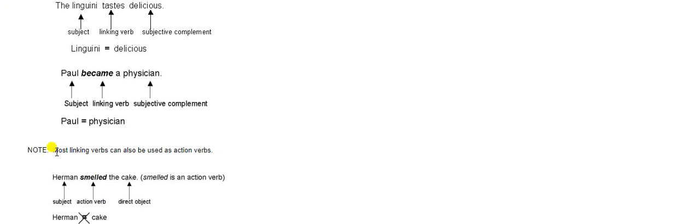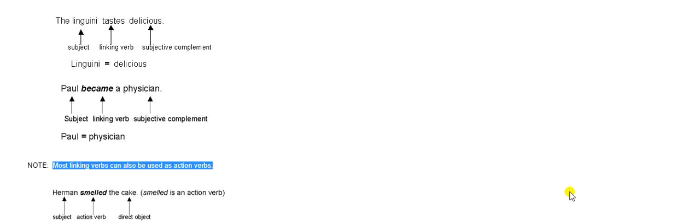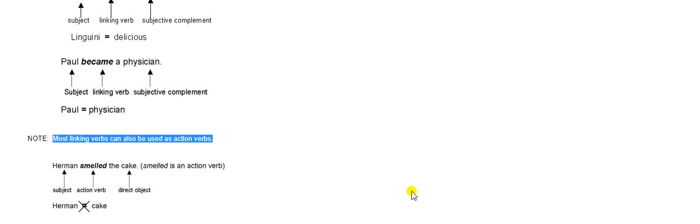Okay, here's the note I was talking about. Most linking verbs can also be action verbs. Okay, so if I said Herman smelled the cake, okay, then smelling is an action that Herman did, and so it would be an action verb. It's not saying that Herman equals the cake. Maybe you made a cake and you named it Herman, but I doubt it. Herman is a person whose physical action was smelling the cake, okay?